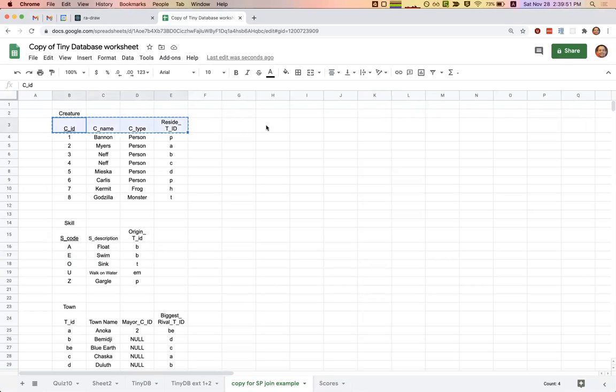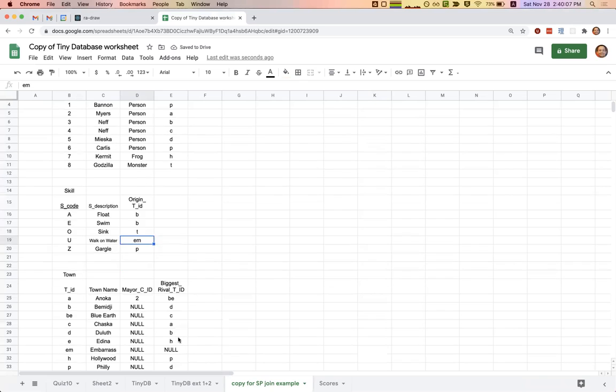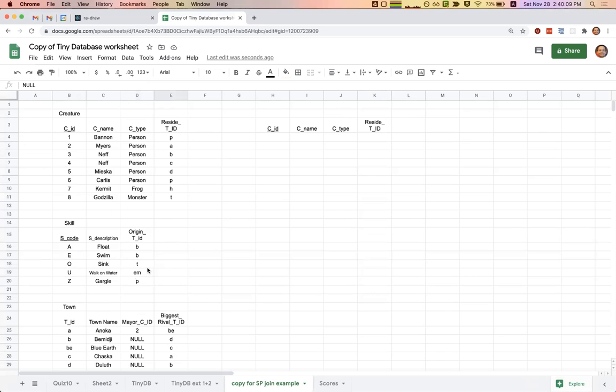So to do this, we can again copy our columns. We can look for matches. And so I can sort of look ahead here and see that not all of these are going to match. I have town ID B, T, M, and P. EM for Embarrass, Minnesota doesn't match any of the reside towns, and some of these towns, like A for Anoka, don't match any of the skills. So we can sort of look ahead here.